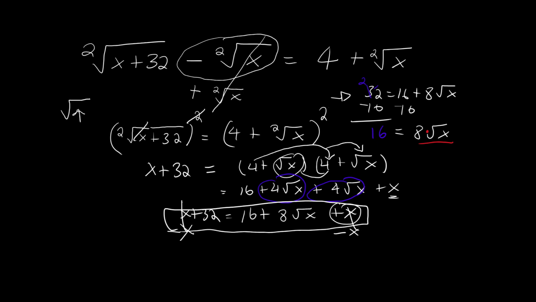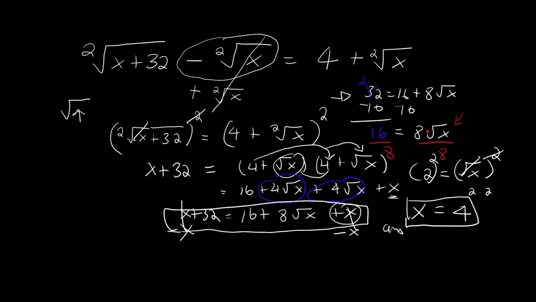Now, how can we isolate the square root x? Well, the opposite of multiplication is division. So we can divide 16 by 8, which will give us 2 equal square root x. And now, how can I get rid of the square root? Do you remember the little trick? Well, you can square both sides. This would get rid of the square root, and now we will have 2 to the second power, which means 2 times 2. That will give me 4. So this is our final answer.